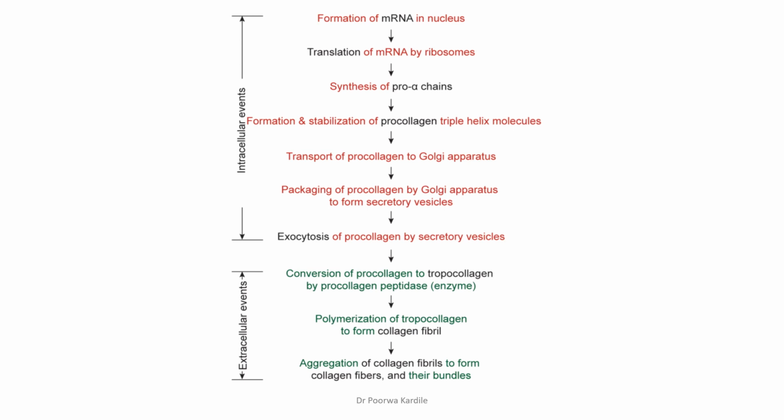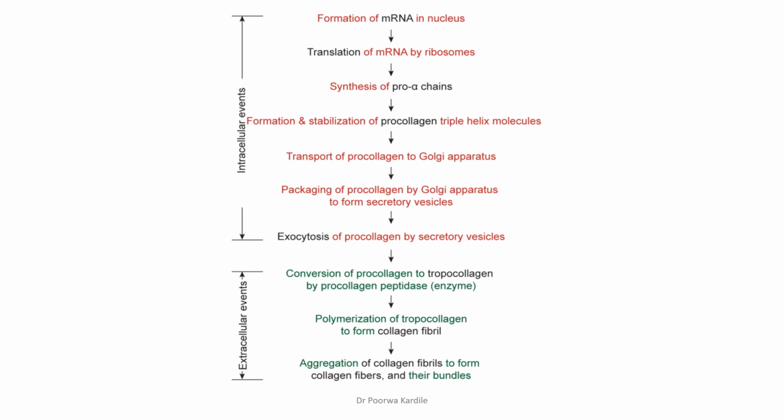And after the formation of secretory vesicles, these are excreted by the process of exocytosis out of the cells. So exocytosis of procollagen by secretory vesicles occurs, and now these are present in the extracellular space. And first there is conversion of procollagen to tropocollagen by the enzyme procollagen peptidase. Then the polymerization occurs, and finally the collagen fibers are formed and their bundles are seen.